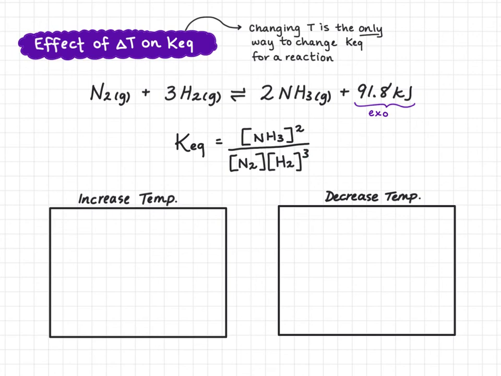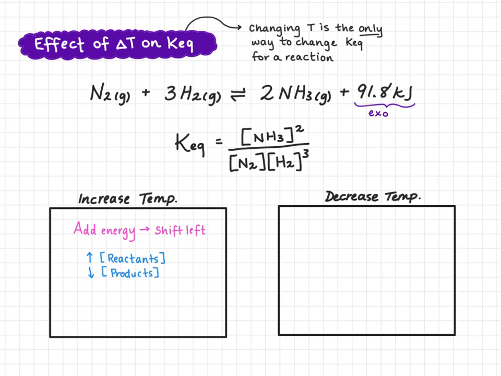So if we increase the temperature of this reaction, we are adding energy. That's going to cause a shift away from the energy term, so a shift left. If we shift left, we are going to increase the concentration of our reactants, so nitrogen and hydrogen, and we are going to decrease the concentration of our products, so ammonia.